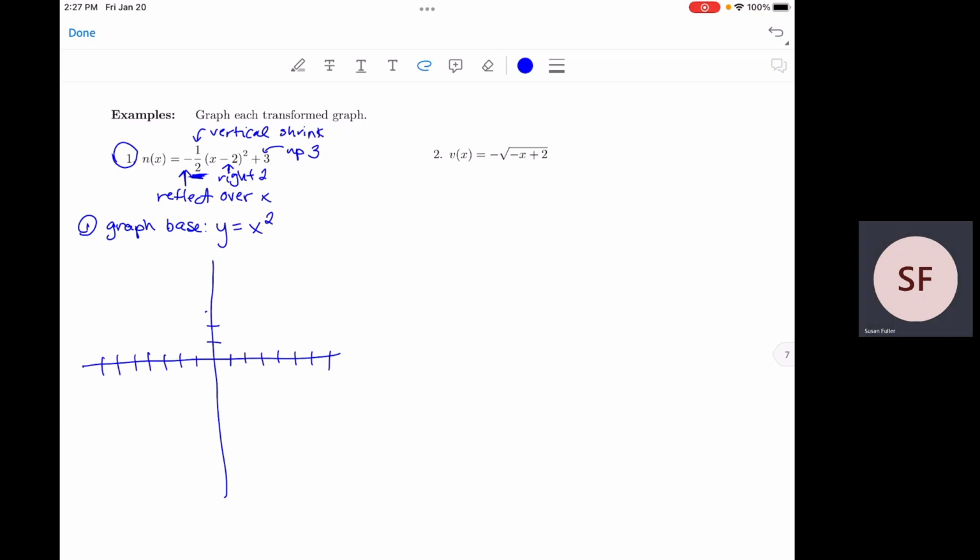Just going to set up my axes here. Okay, y equals x squared. This is a back pocket function. I know I'm going to go through these points.